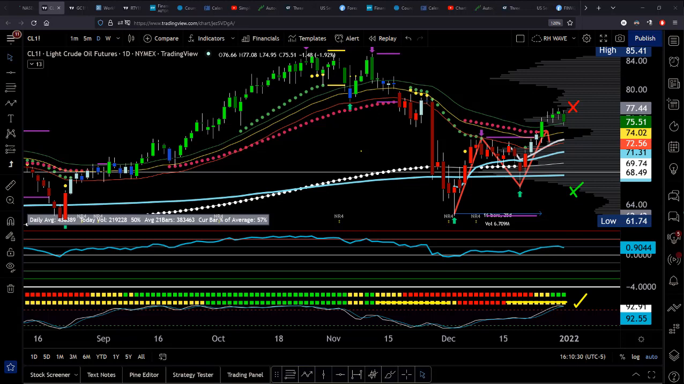How do we know if something's toppy? How do you know if something's near a ceiling? Well, one of the best ways to do that is with a very old school indicator. One of my favorites, by the way. It's a slow stochastic. All right, a slow stochastic.